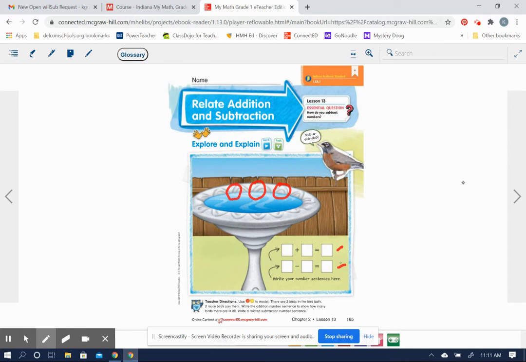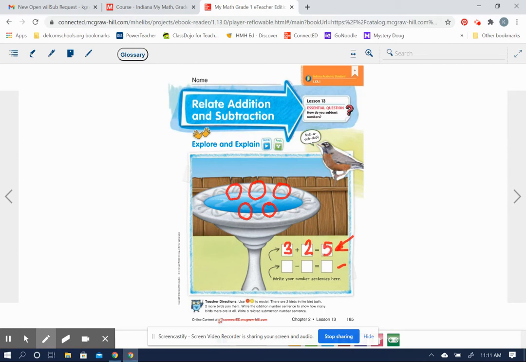Let me start again. We have three birds in the bird bath and two more join them. Yeah, that's going to be addition, isn't it? Okay, because we're joining the parts. We're joining the three birds with the two birds, and then that's going to give us the whole number. How many is that? Yes, it's 5.